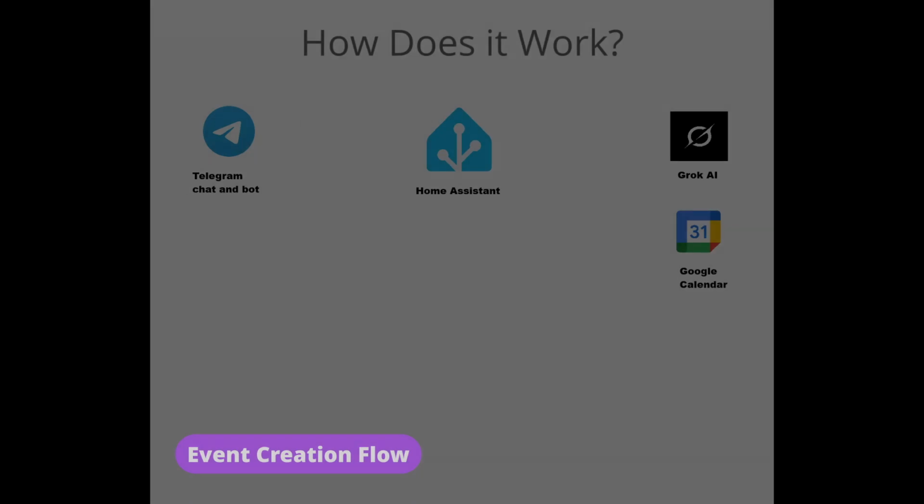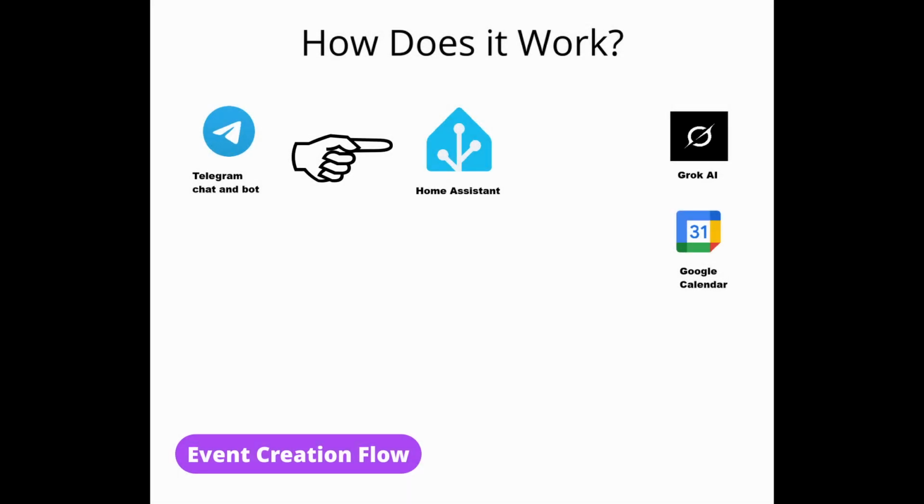So now I'll give a quick rundown for event creation. When you send a message to the chat, it actually directs you to Home Assistant, which then redirects to Grok AI, which will process and understand what the message is trying to say. And if it's trying to add an event, it will send over the event creation to Google Calendar as well as update the Telegram chat that it has added the event.